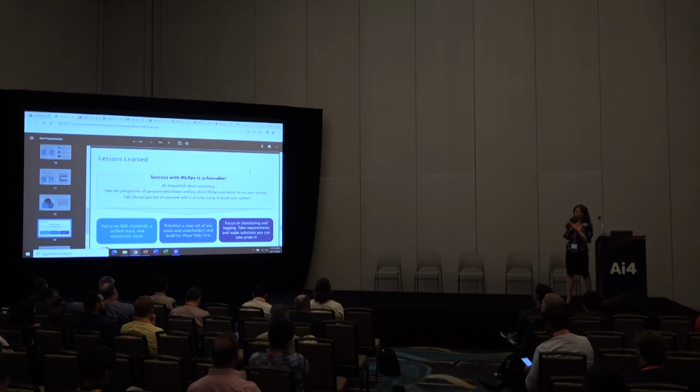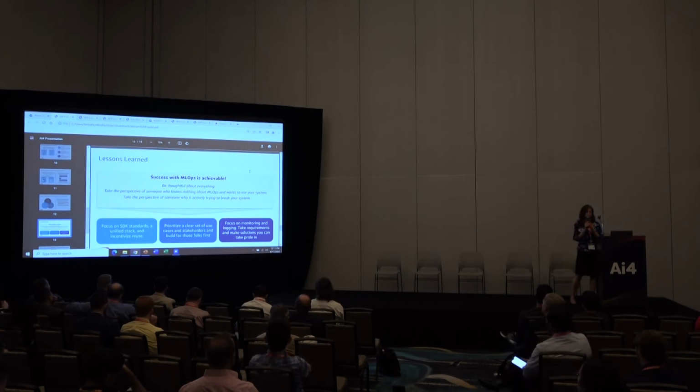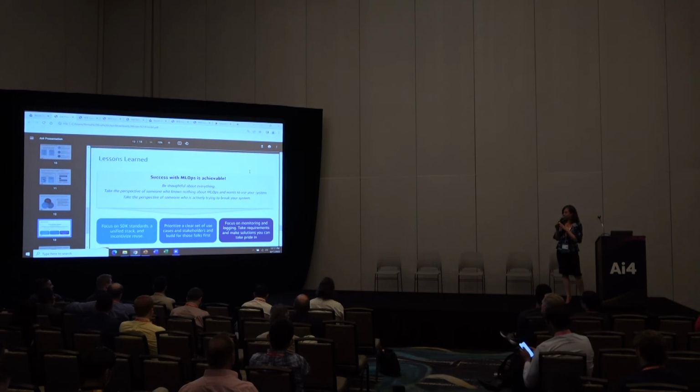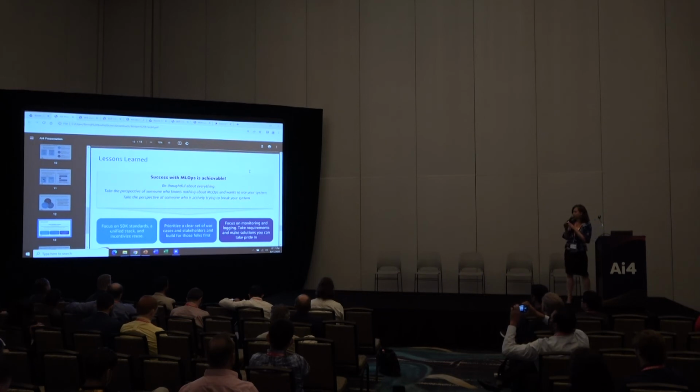I want to call out a few things that we've been working on at Capital One. One is a focus on SDK standards, a unified stack, incentivizing reuse, right, to try to get rid of a lot of the bespoke uniqueness that I think just naturally comes up in this field, and really standardizing to give us the ability to scale the way we need to. Also, prioritizing a clear set of use cases and stakeholders, and building for those folks first. You can't be all things to all people. I think we all know this, and prioritizing really clear use cases and stakeholders is going to help you out. And then really having a focus on monitoring and logging.